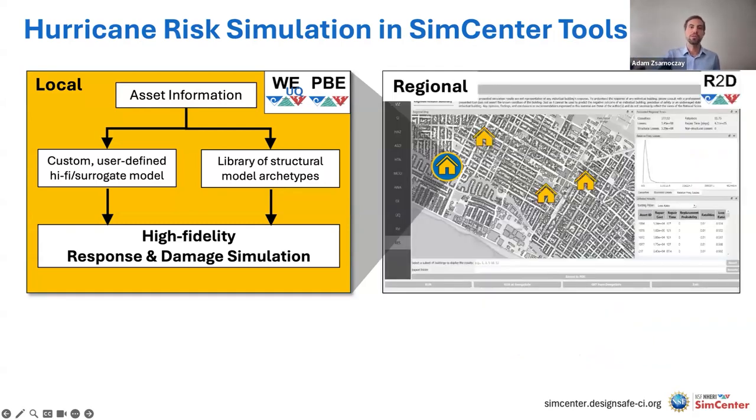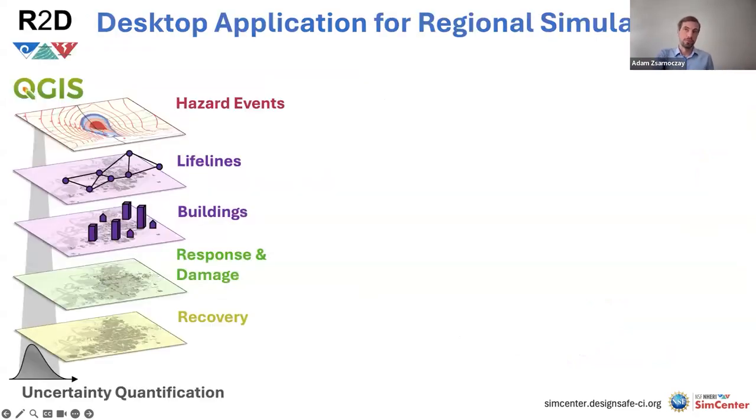And this is orchestrated in R2D, our regional simulation tool. So let me give you a quick overview of that tool next. R2D starts with identifying hazard events through intensity measure fields, and you can take those intensity measure fields, couple them with the building inventory information or lifeline information for the area, and calculate responses, damages, and then look at the recovery from those damages within a regional scale.